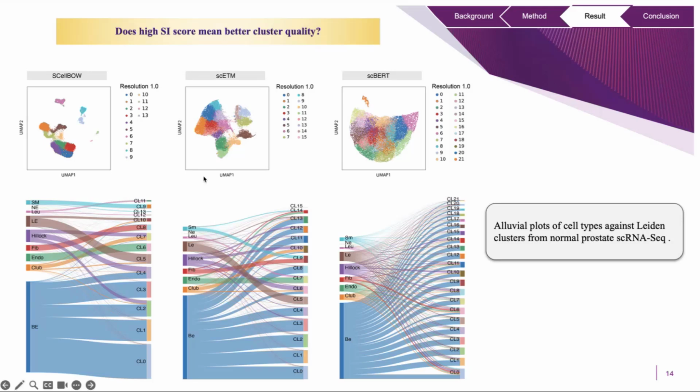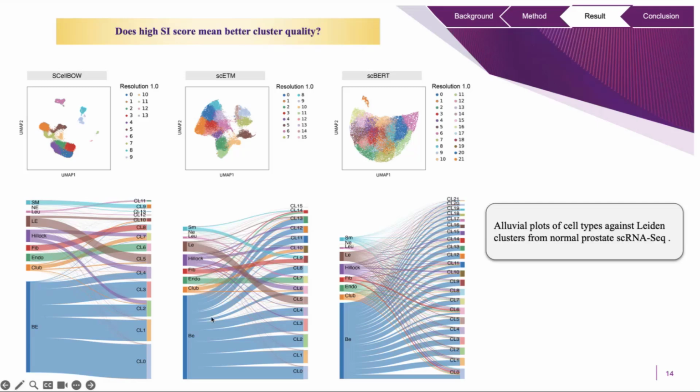So here when we plotted the alluvial plot to see the mapping of the different cell types into the cluster, this gave us confidence because we can see this basal epithelial cells, they are kind of going into individual cluster, and the SM here, the smooth muscle, is also going into a single cluster. Similar for fibroblast, it forms a single cluster.